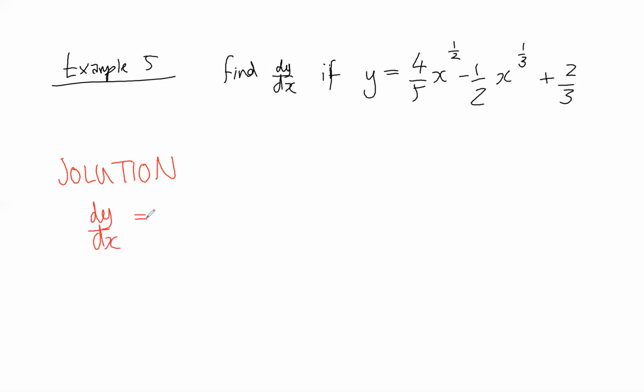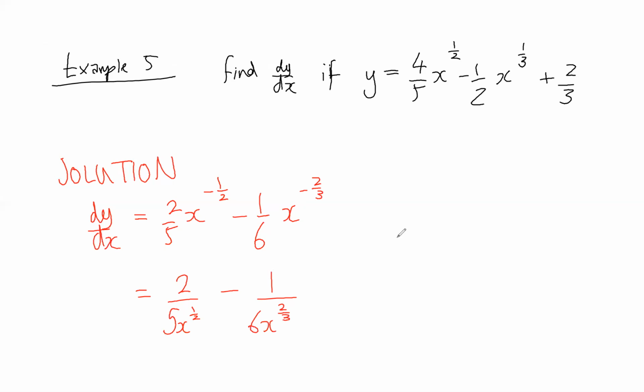So dy by dx equals 4/5 times by a half is 4 over 10, which is 2/5. That becomes half take away 1 is minus a half. Then we've got minus a half times by a third is 1/6, and that's minus 2/3. And the number just disappears. So if you want, you can rewrite this as 2 over 5x to the half minus 1 over 6x to the 2/3. Both lines are correct answers.